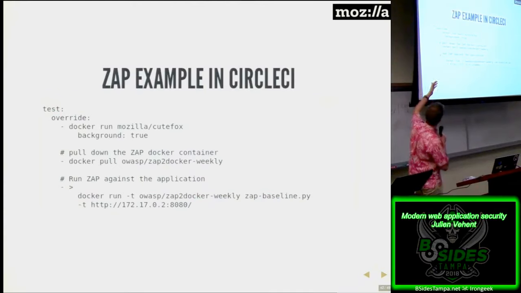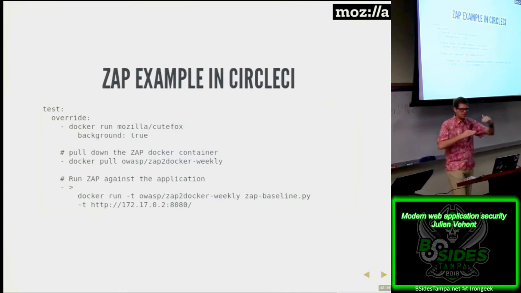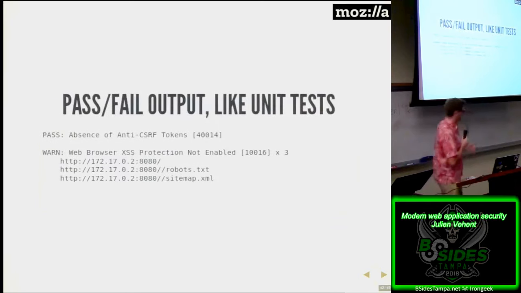We have what we call the ZAP baseline scan, because it really does basic tests here. You pull down a Docker container, ZAP weekly, and you run that directly in your CI environment against an instance of your application running locally. And we'll find issues, like all of the issues we talked about now.